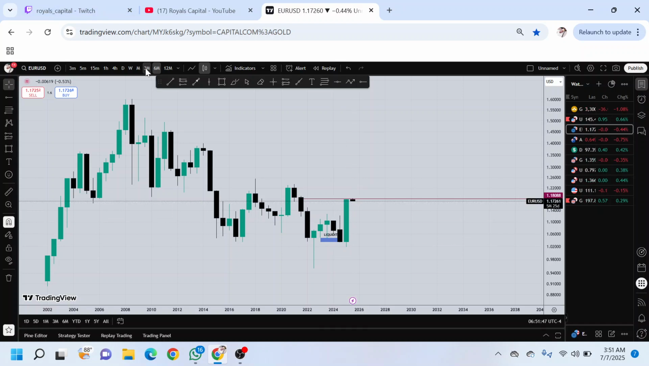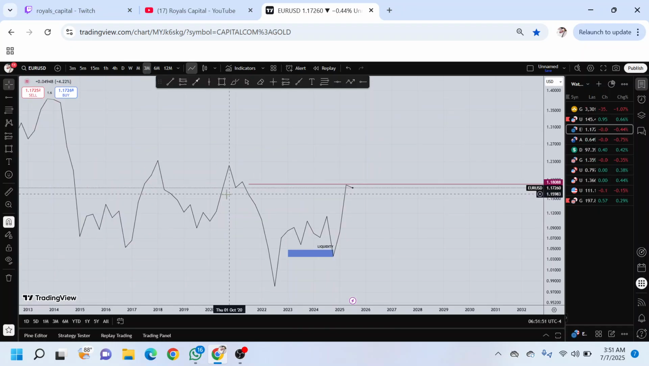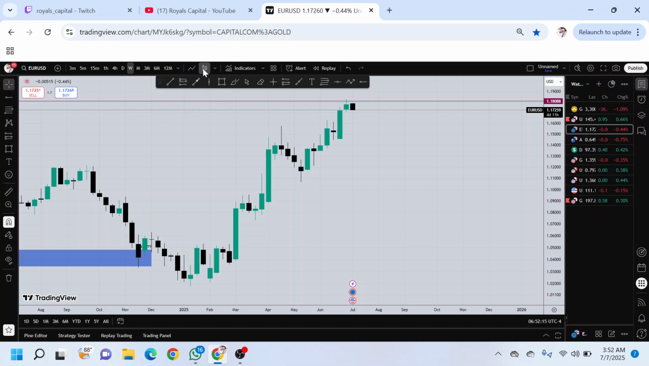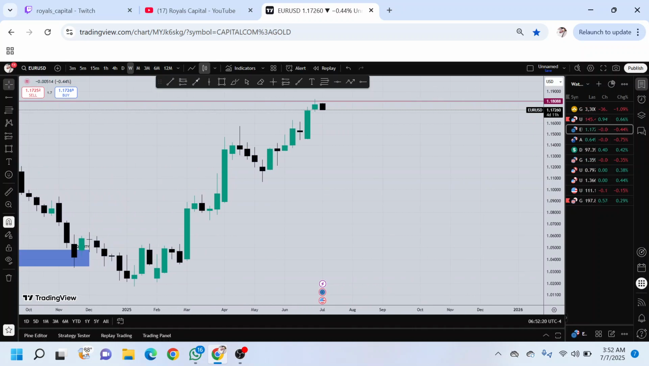If I go one time frame lower, which is the 3 months, we clearly have a break of structure. This is where we are. We took out this liquidity, then we broke structure, even though we are inside this trading range here, we still broke structure. So if it retraces back down, we'll still expect to see price go up. So let's keep that. Let's go down to the weekly and let's see.